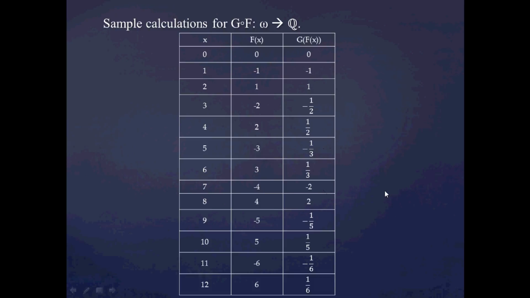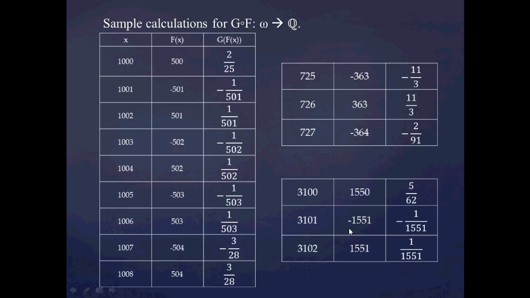You can play around with some of these prime factorizations of the integers, and you can see that they're going to be mapped to pretty reasonable rational numbers. So that's one table there. As you get higher and higher, you get more interesting rational numbers. For example, when we get up to the natural number 1,000, which would be associated with the integer 500, we would get 2 over 25. And another interesting case, if you go to, let's say, 726, that's associated with 363, and that gets mapped to 11 over 3.